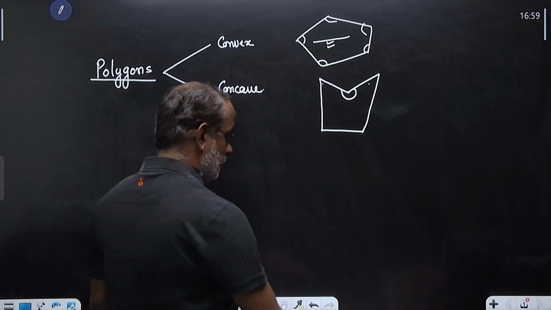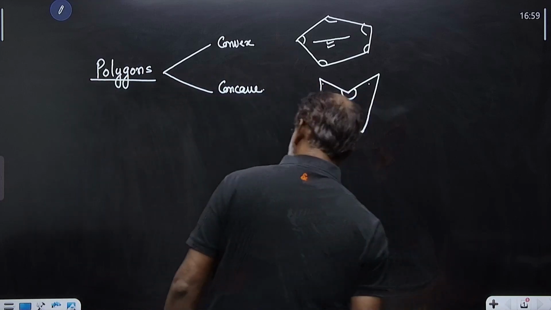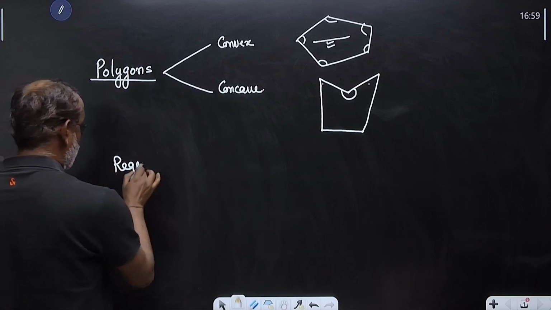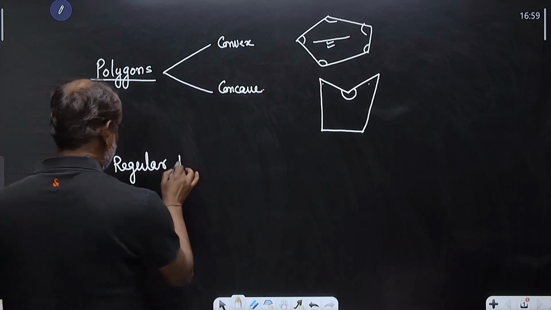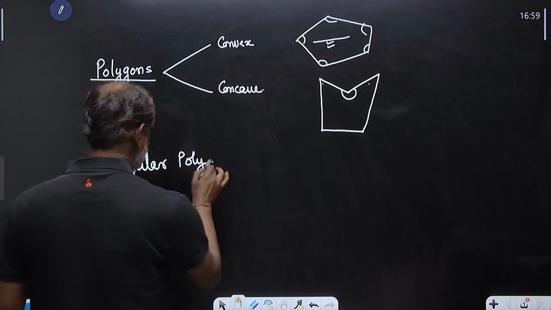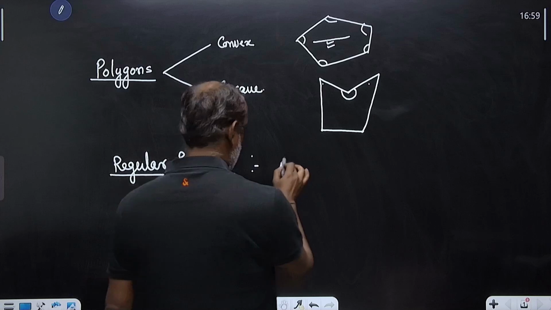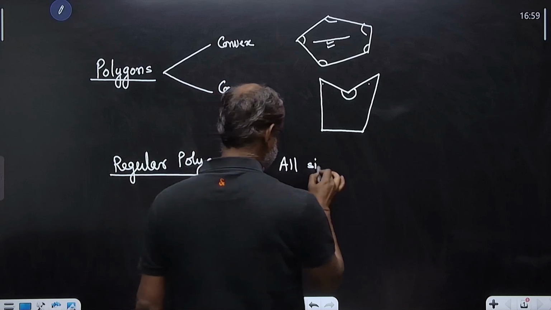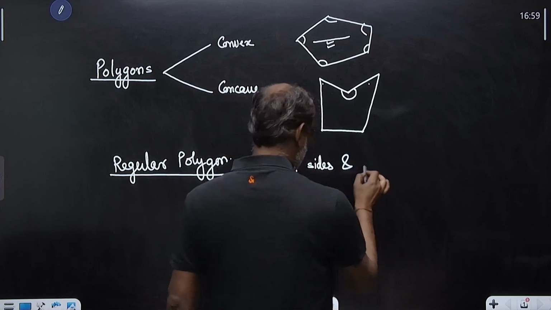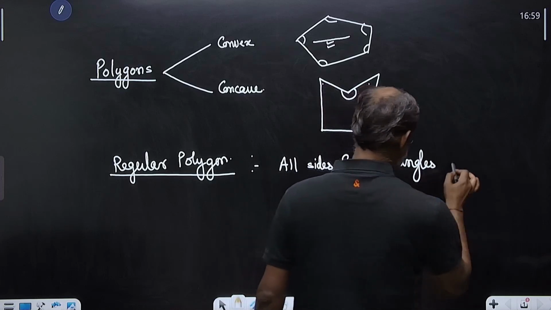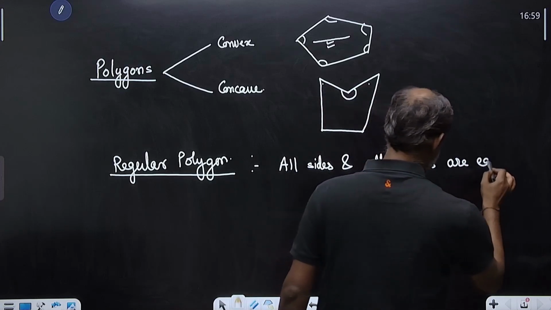Okay, so let us now discuss something regarding regular polygons. A triangle is a regular polygon, a square is a regular polygon. Okay. So, a regular polygon means all sides and all angles are equal.